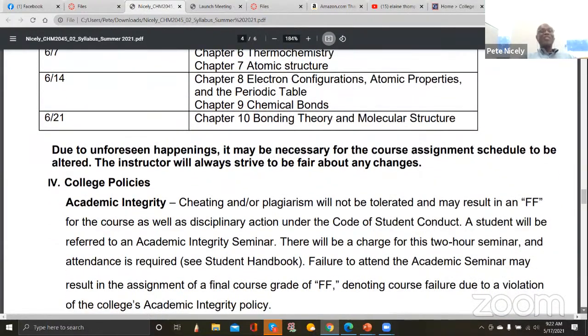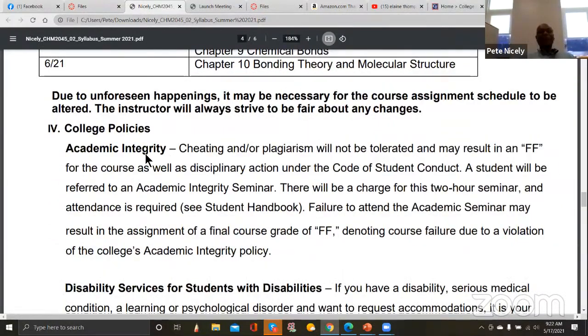Okay, college policies, academic integrity. We all know, I hope, that cheating and/or plagiarism is, of course, not allowed, and if discovered, may result in a special grade known as FF for the course. Now, what that FF designation means is that basically you fail the course as a result of a violation of the Code of Student Conduct with regards to cheating and plagiarism.